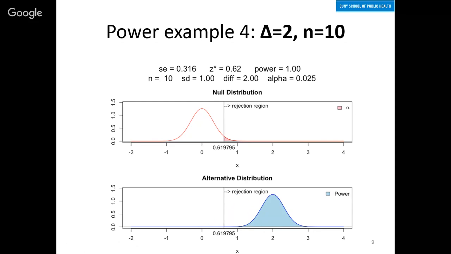So here's a case with the larger sample size and also a larger difference in the means of the two. And we're up to 100% power here because there's basically no overlap between these two distributions. We have an almost 100% chance under this alternative distribution of getting a test statistic that lies in the rejection region of our null hypothesis test. Make sense?